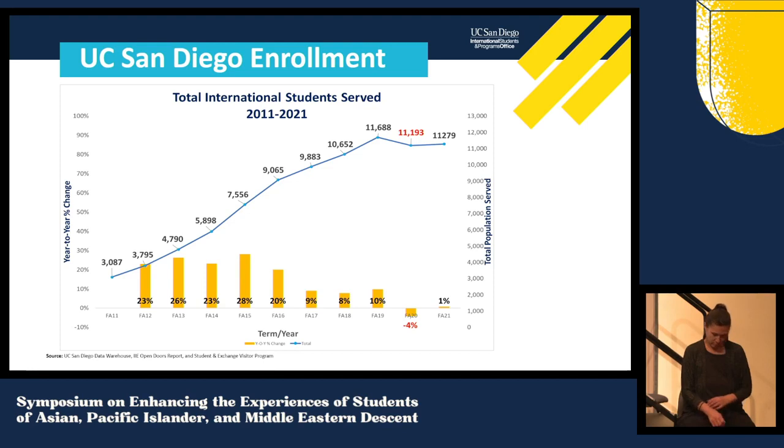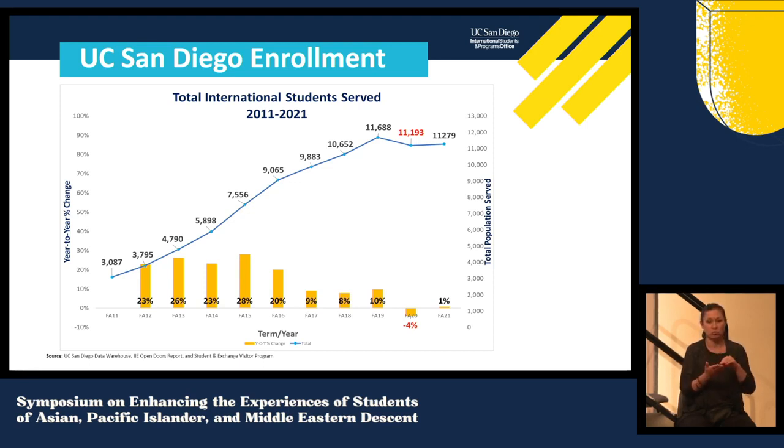But I can't talk about the international students, the APIMED students, without first talking in a broader sense about who our international students are. What this chart shows you is that over a 10-year period, the total number of international students served by the university has grown tremendously since 2012 and 2011. Some of you might remember when I was working here at UCSD at that time, and I believe there were less than 2,000 international students.